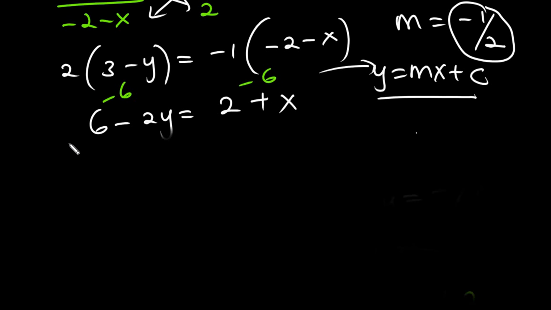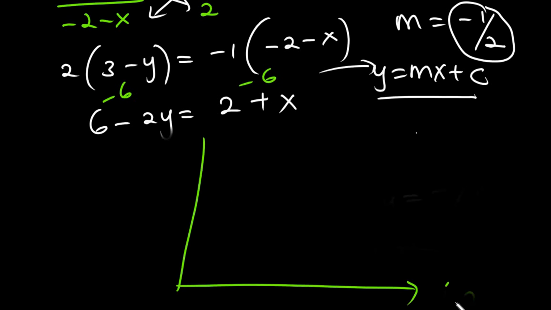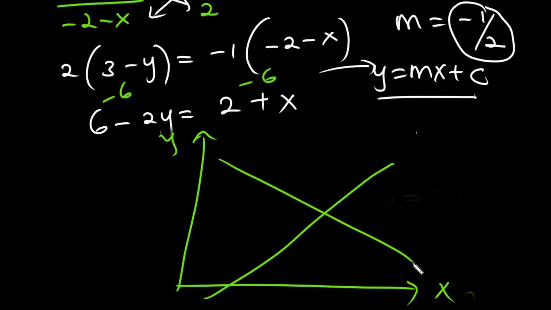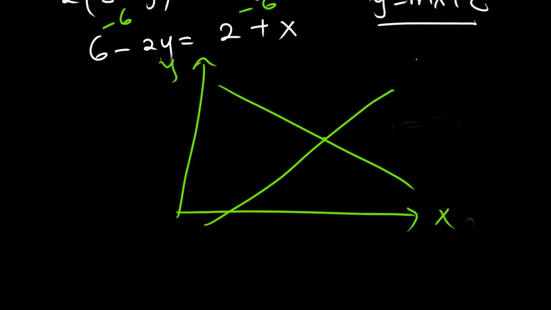So let me draw a simple Cartesian plane once again. Let's say that is the Cartesian plane, and these are the two lines. They are intersecting at a certain point here. So what the question is saying is that we are supposed to get the coordinate of this point.